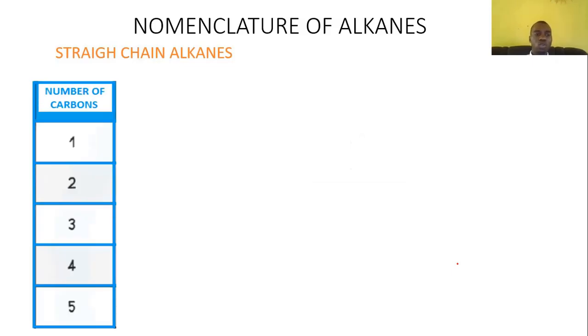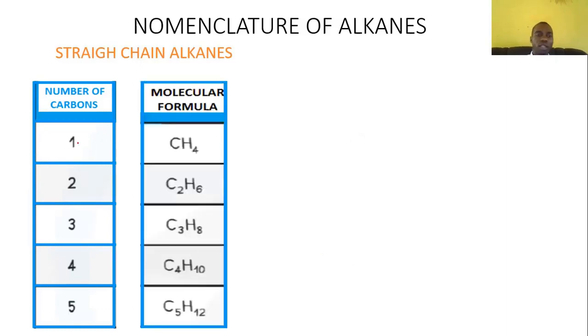1, 2, 3, 4, 5. So if we are to apply the prefixes, you know that this one is going to be meth, this one is going to be eth, this one is going to be prop, this one is going to be but, this one is going to be pent. You should bear that in mind.